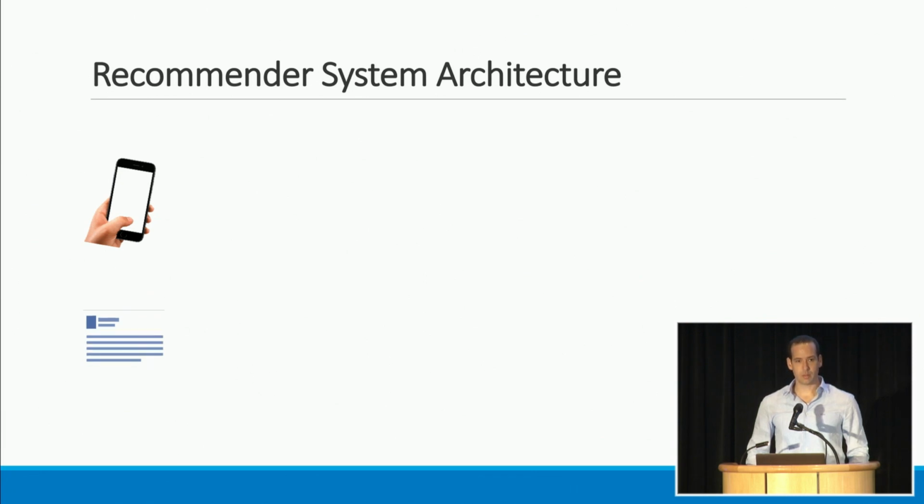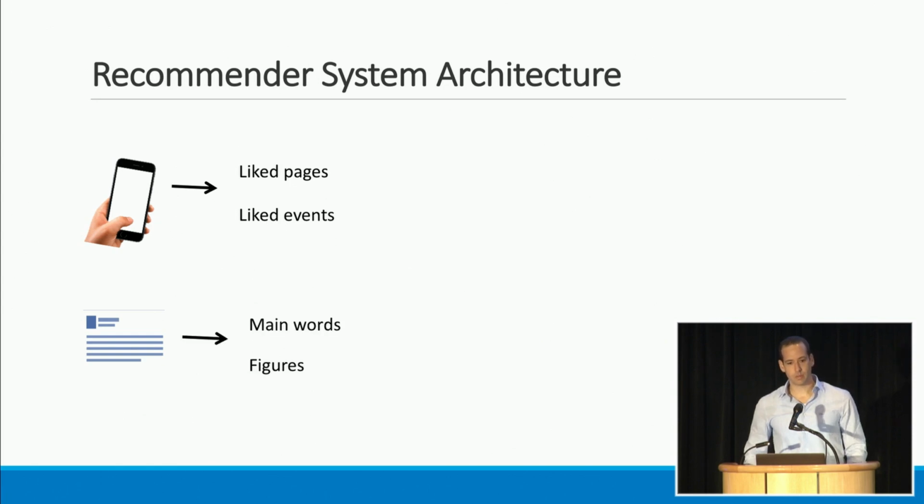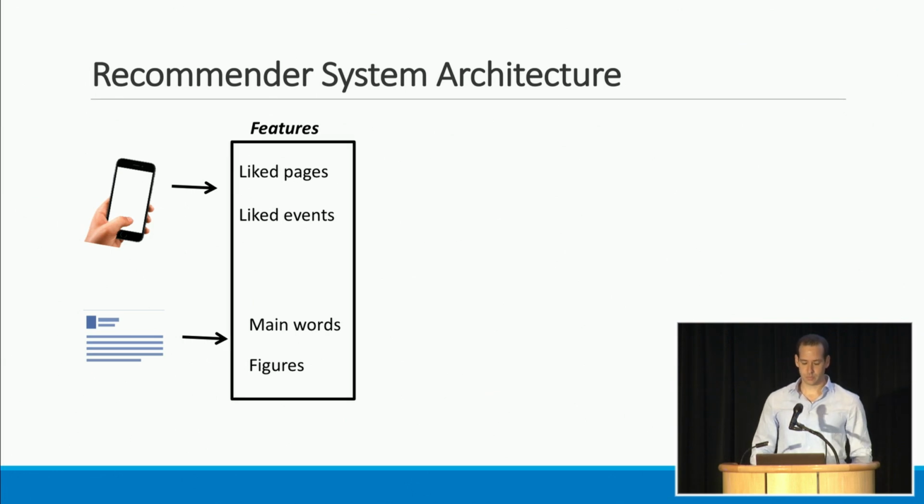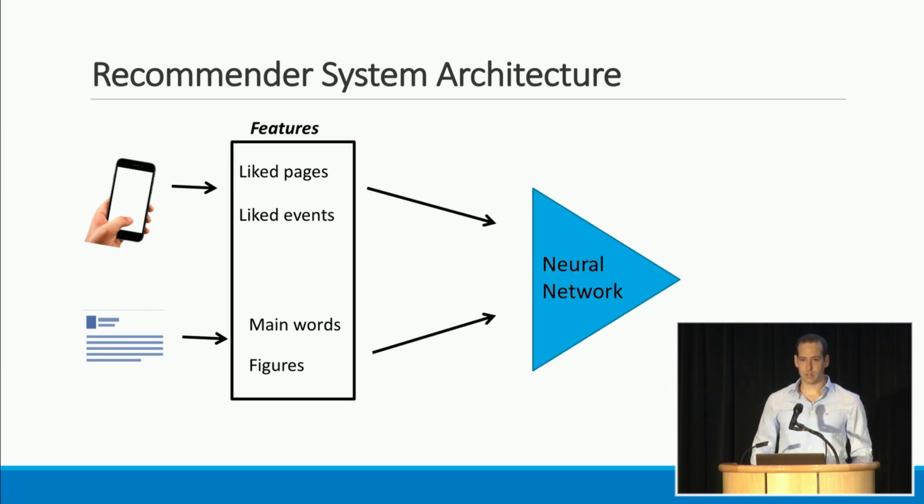We do it based on the past activity of the user, for example, the pages liked by the user, and we do it based on the main characteristics of each post, for instance, the main words in the post. In general, we call these features. We then feed these features into the neural network, and the neural network will generate the probability of a click. Now the question is, how do we represent this feature? What exactly do we provide the neural network?